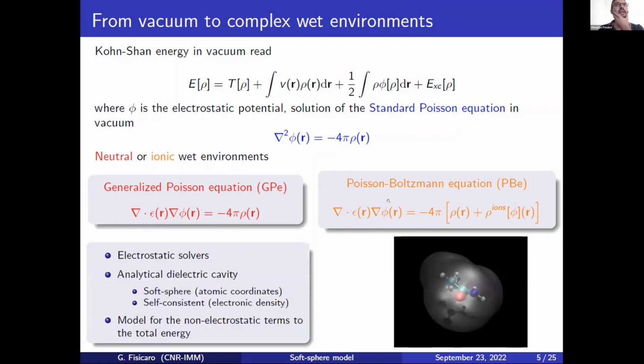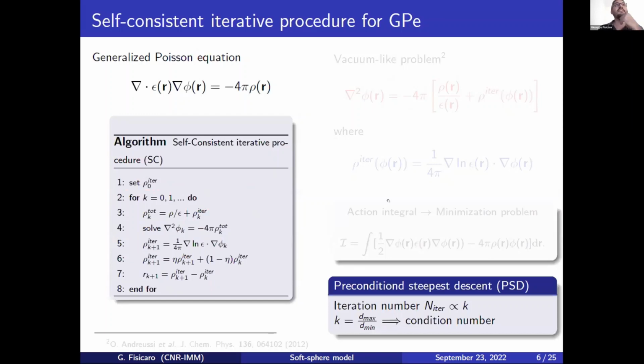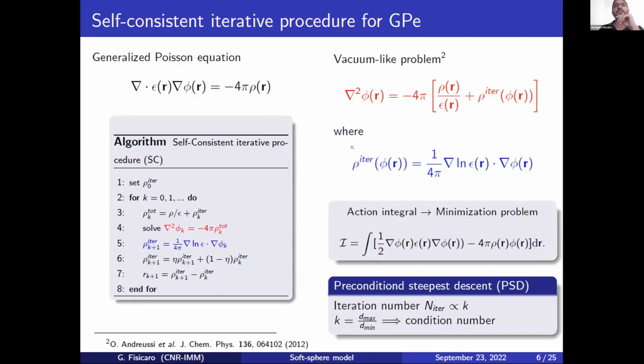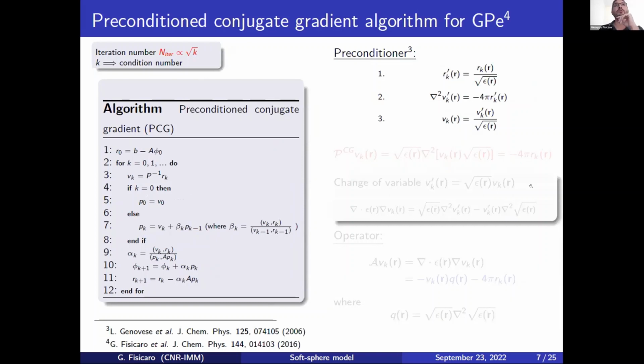To solve this equation, we tried different solutions. This is a self-consistent approach, and this is the algorithm. Essentially, if we apply some math, we rewrite this equation, we recover this vacuum-like problem, and we are able to solve this equation in a self-consistent manner between this term, which depends on the potential, and the potential here. But we also developed another approach: since an action integral exists, whose Euler-Lagrange equation is exactly the generalized Poisson equation, we can apply some minimization procedure, and we apply the preconditioned steepest descent or a preconditioned conjugate gradient.